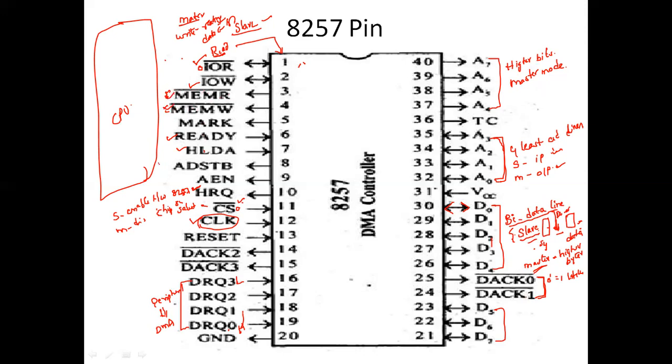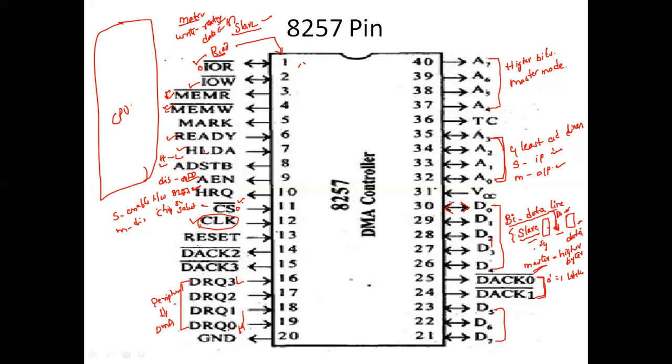And next one is ADSTB. This signal is used to latch the higher byte of the memory address generated by the DMA controller. And AEN stands for address enable. This is used to disable the address or the data bus. That is the purpose of AEN, this pin is used for disabling the address bus.